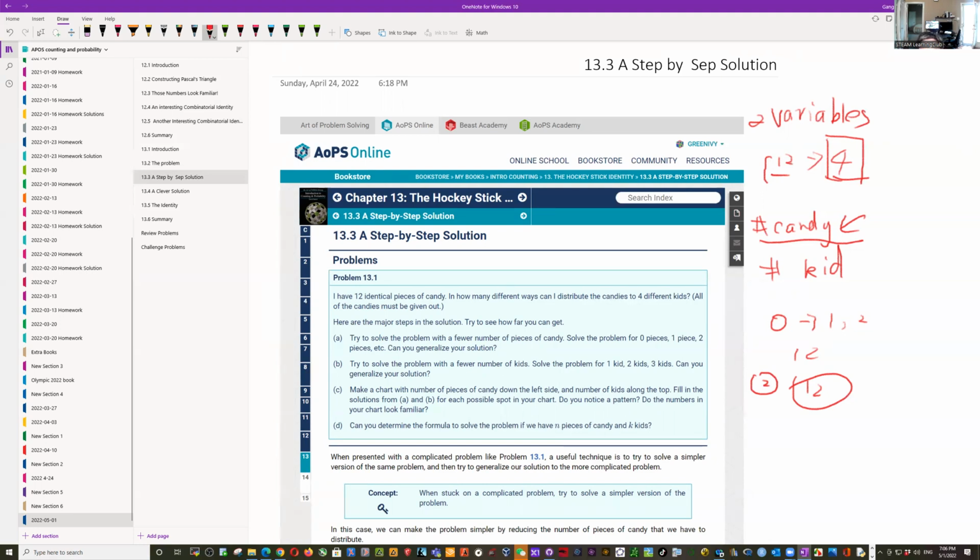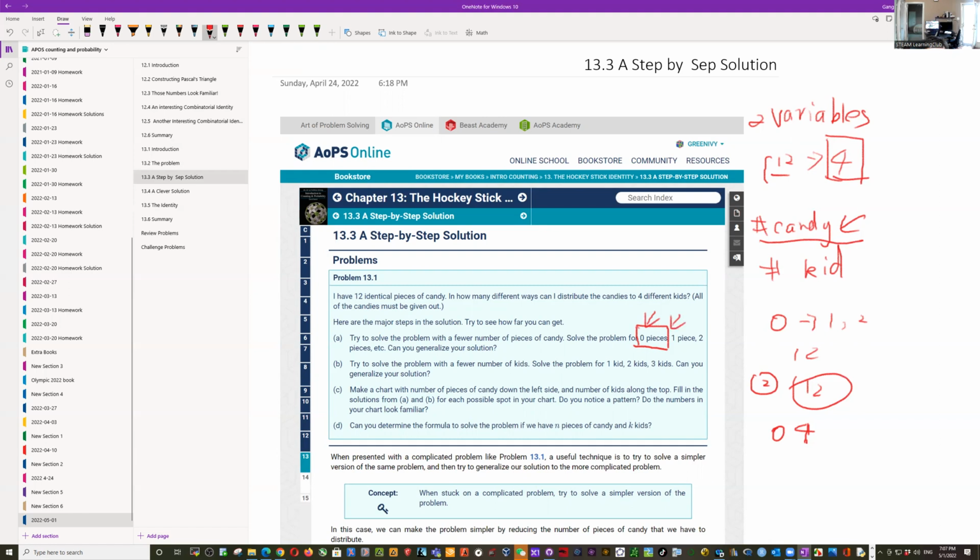Let's start from 0 candy. If I have 0 candies, there's only one way to distribute to 4 kids, because that's quite obvious. I have 0 candy, none of the kids will get any candy. That's the result, no matter how unhappy or grumpy the kids are. I have no candy, that's the way it has to be. So 0 pieces is easily solved.